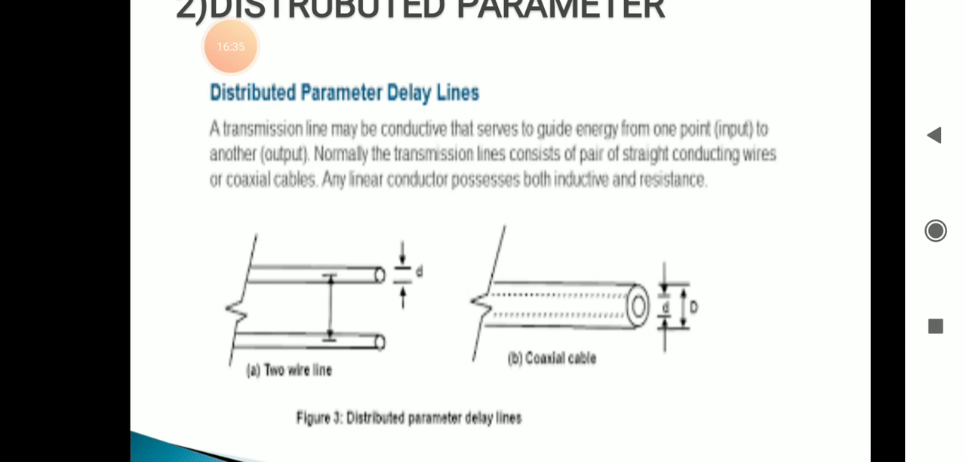The transmission line may be conductive, serving to guide energy from one point to another point. In a coaxial cable, you can transmit the energy from the input to the output. Normally, the transmission line consists of a pair of straight conducting wires or a coaxial cable, and insulators. Any linear conductor has both inductance and resistance.